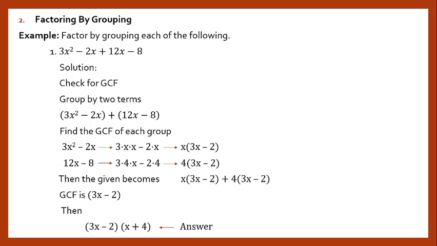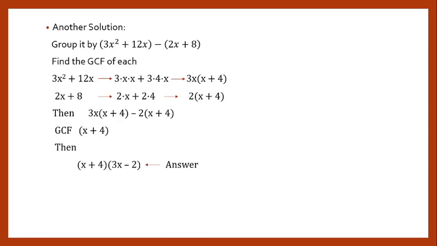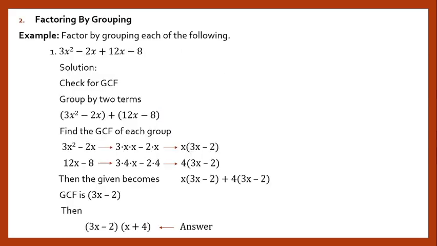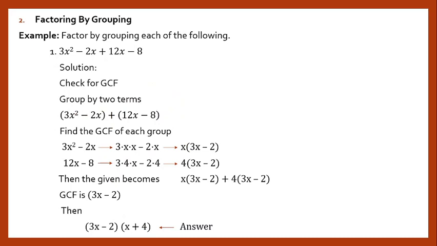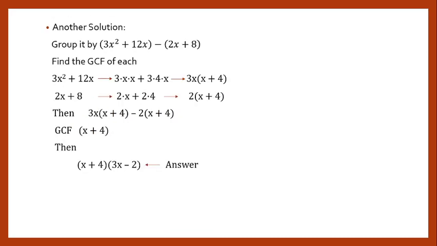So, yun ang grouping. Or pwede rin naman ganito. Ang ginroup ko doon sa una is first and second. Tinry ko na first and third. Kaso, sa grouping kasi, pansinin ninyo, 2x minus 8. Ang ginawa ko, finactor out ko yung negative.